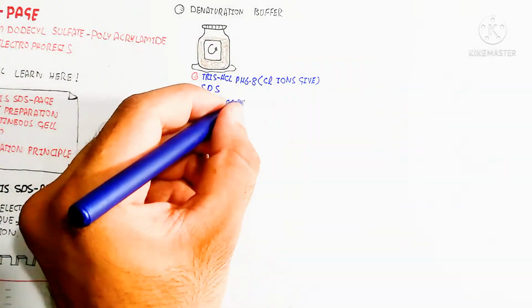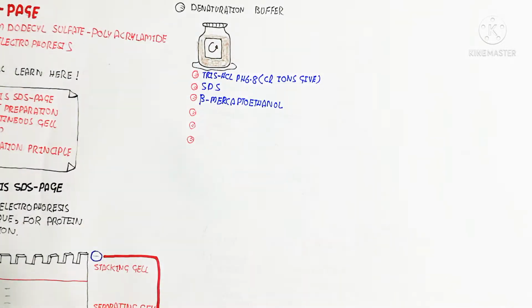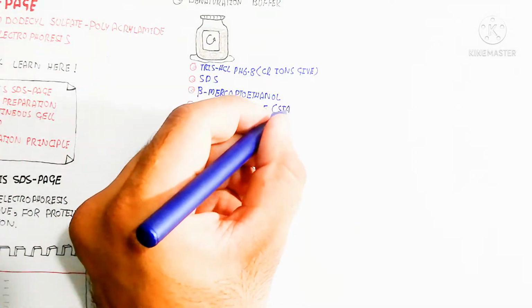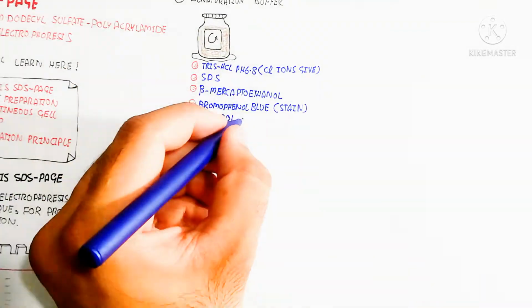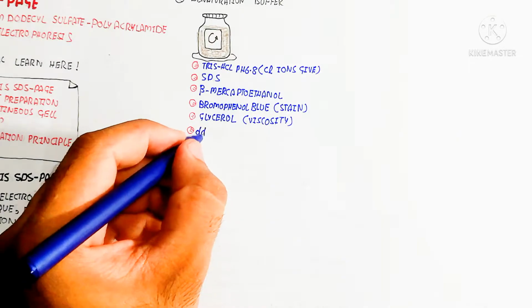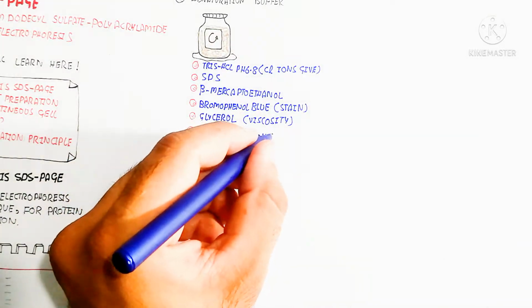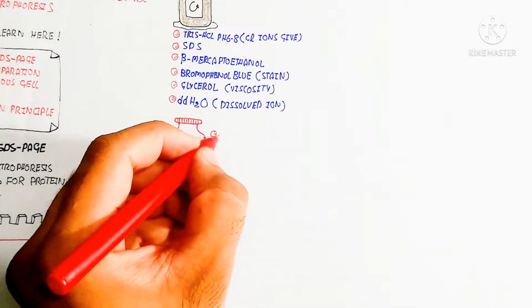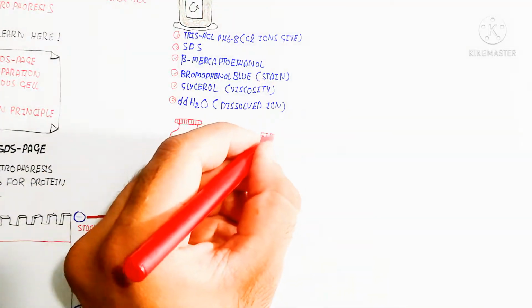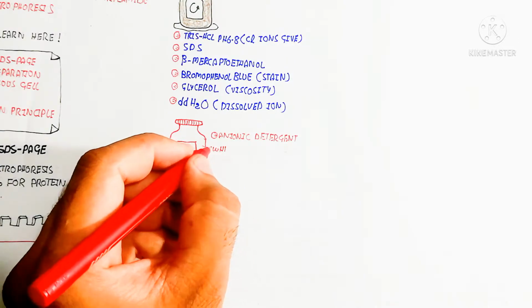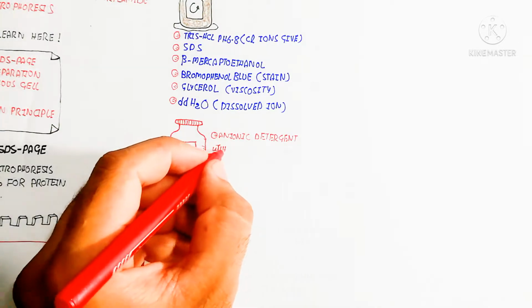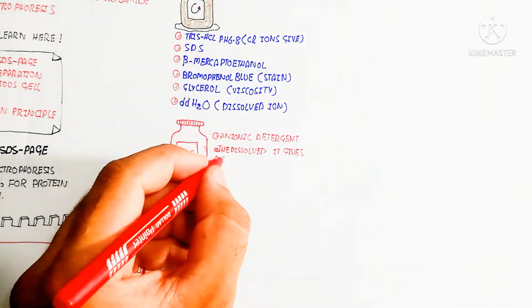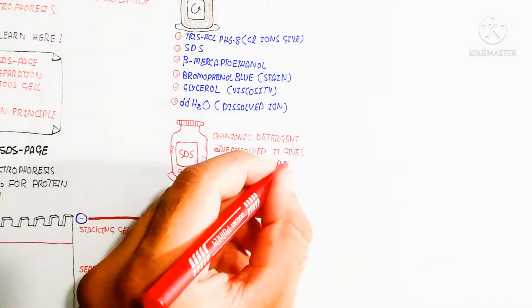The denaturation buffer contains Tris hydrochloric acid at pH 6.8. This pH 6.8 Tris hydrochloric acid is used to give chloride ions to the protein for maintenance. SDS buffer is also used, and beta mercaptoethanol is used, bromophenol blue is used for stain, glycerol for viscosity, and distilled water is used for dissolving ions.